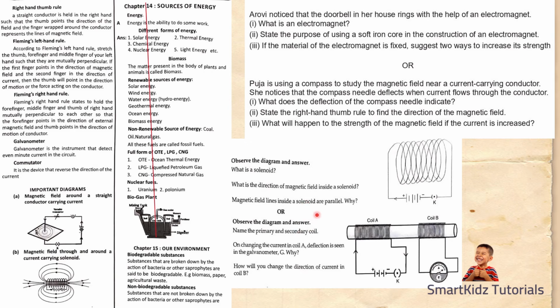Magnetic field lines inside a solenoid are parallel. Why? Because the magnetic field lines inside are uniform. Okay, so same strength and same direction.